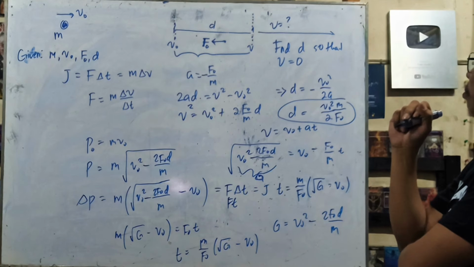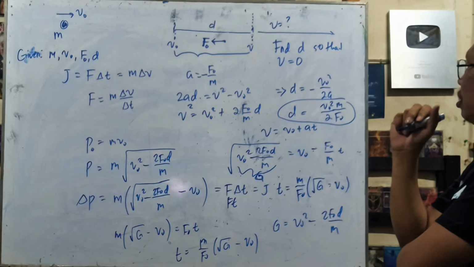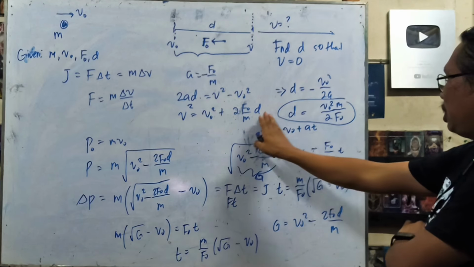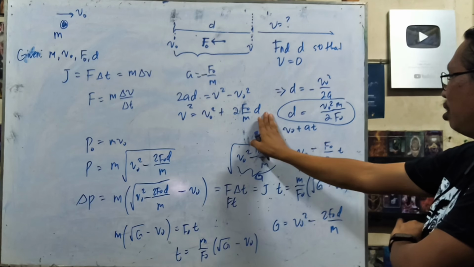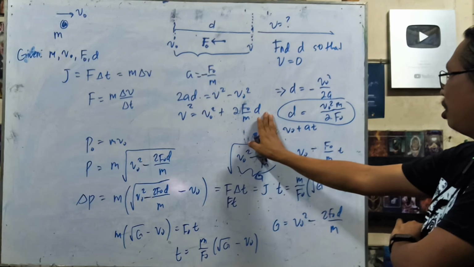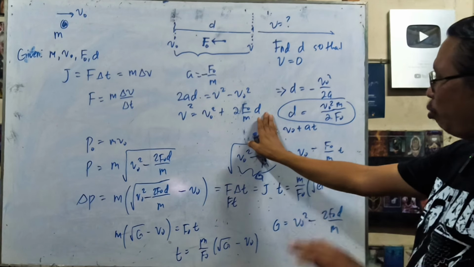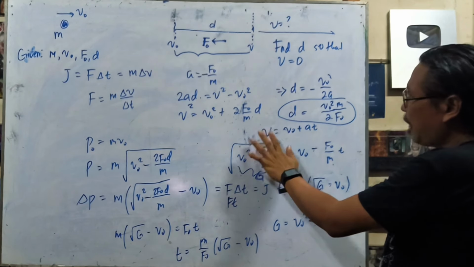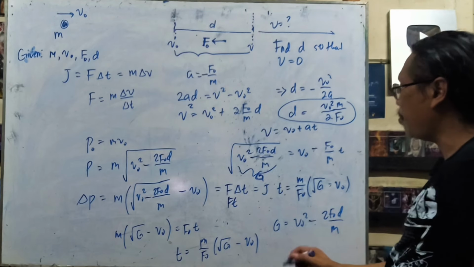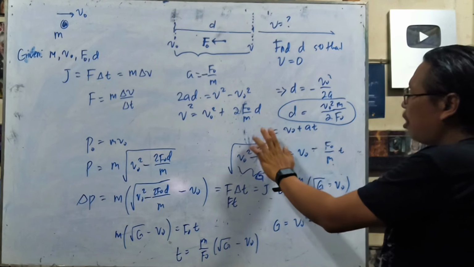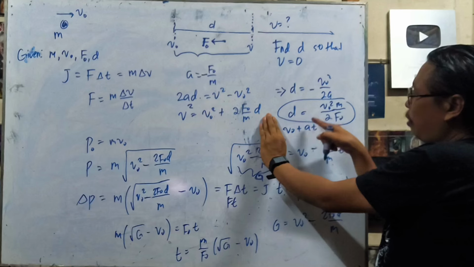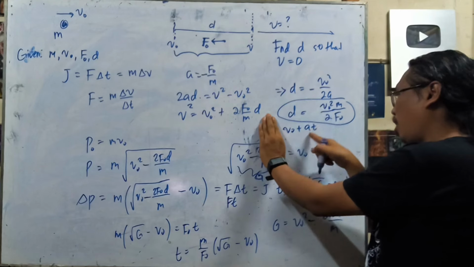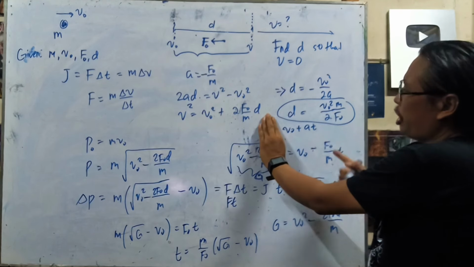And what is the time? Well, you can solve it by calculating the time it takes for it to stop. What is the time it takes for it to stop? Set the final velocity to 0, solve for t, and then substitute a for this one and you can calculate the time.